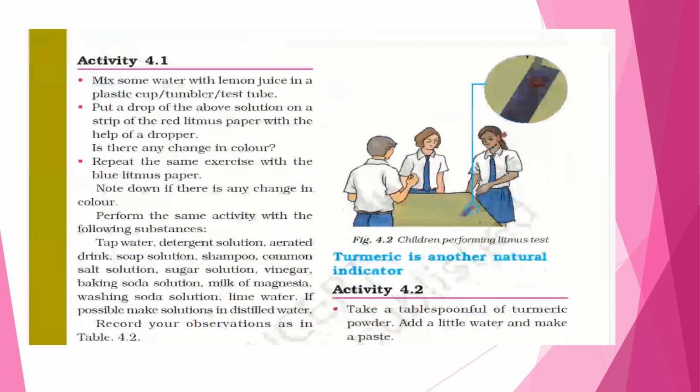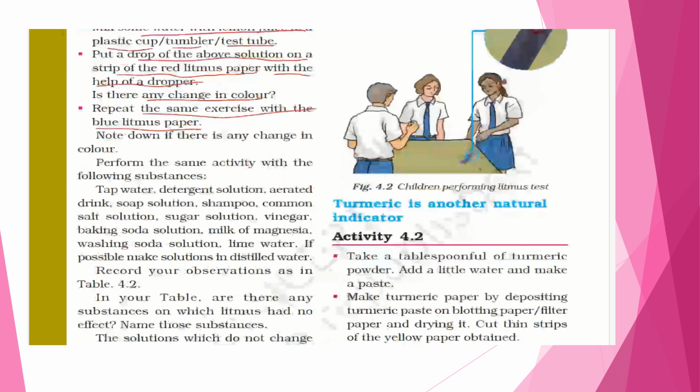Now here is Activity 4.1. Let us go through this. Mix some water with lemon juice in a plastic cup, tumbler or a test tube. Put a drop of the above solution on a strip of red litmus paper with the help of a dropper. Okay, is there any change in color? Repeat the same exercise with blue litmus paper. Note if there is any color change. Perform the same activity with the following substances.